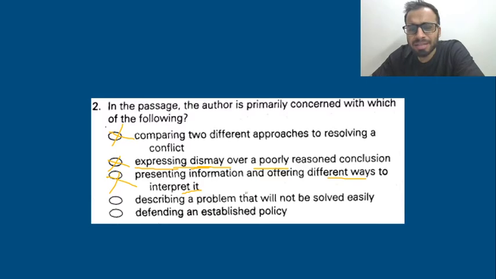D. Describing a problem that will not be solved easily. Yes, the author was describing a problem that will not be solved easily. The author gave us many examples, and then the author said that maybe it can be done. Maybe if they do it right, they will be successful, right? So, the author described the problem and told us that yes, it's not at all easy to solve this because I'm giving you so many examples.